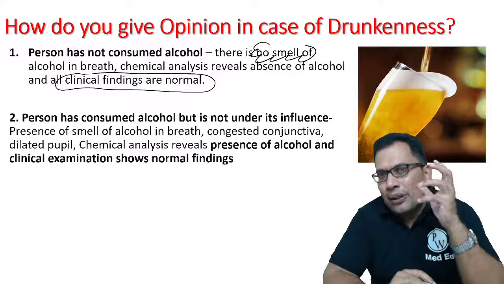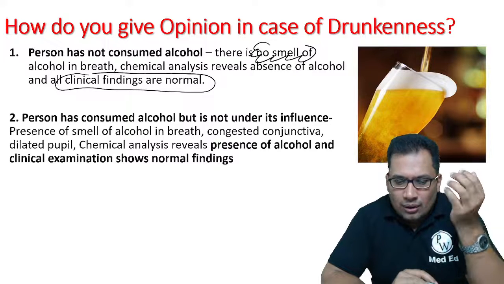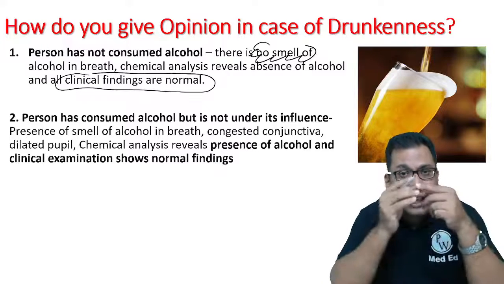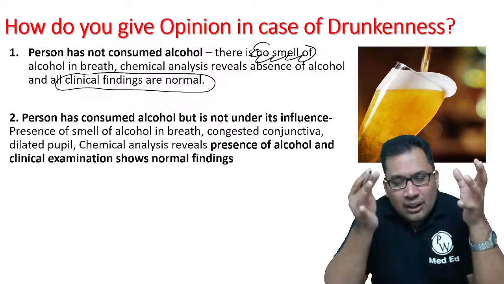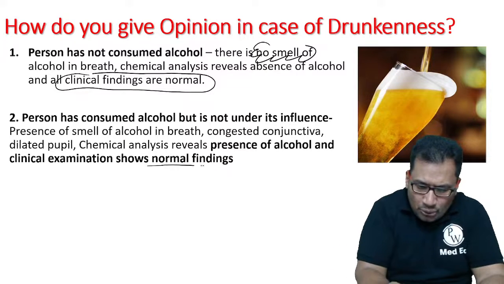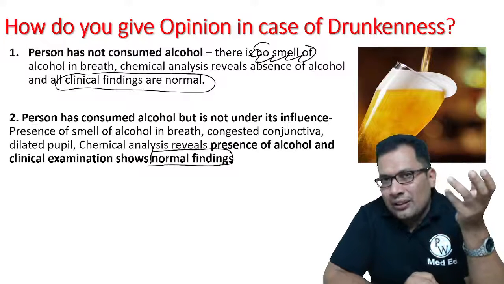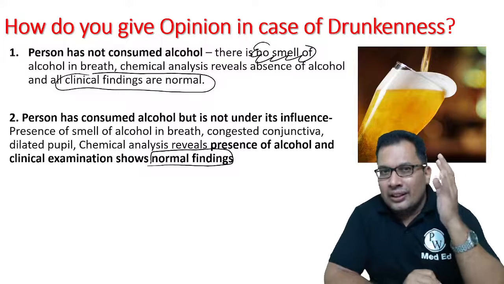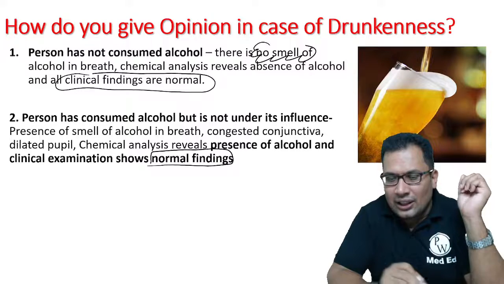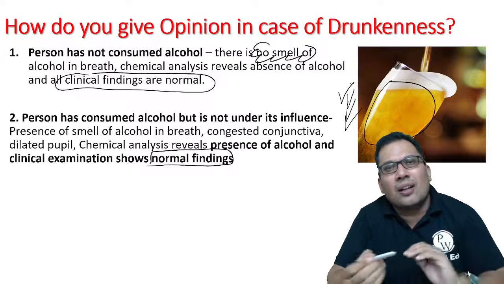If there is a smell of alcohol from the breath and mouth, a congested conjunctiva or conjunctival chemosis, a dilated pupil, and chemical analysis shows the presence of alcohol, but clinical examination shows no positive findings and muscle coordination is not affected, then you can report that he has consumed alcohol, but he is not under the influence. Okay, he has consumed it. You can see the beer here. Has consumed but not under the influence.